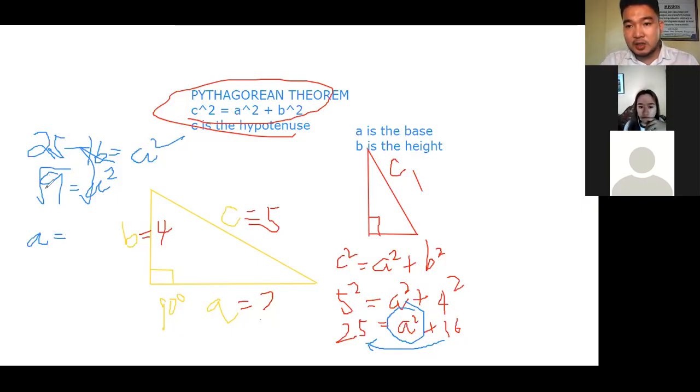Using your calculator, ano yung dalawang number na kapag minultiply mo, the product is 9. So A is equal to 3. So the value of A here is equal to 3. So that is how we use Pythagorean theorem. Okay, so A is equal to 3. So let us have another example.